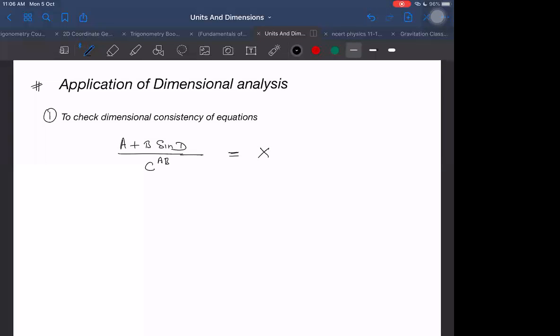Where X is, let it be e raised over this thing, where X is having dimensions of length. Find out the dimensions of A, B, D. Wait a second, I think I already did something wrong here. I should have taken AC plus BC. Now find out the dimensions of A, B, C, D.